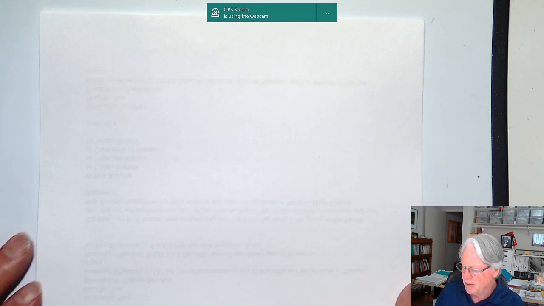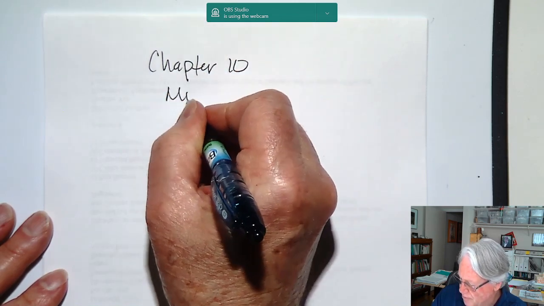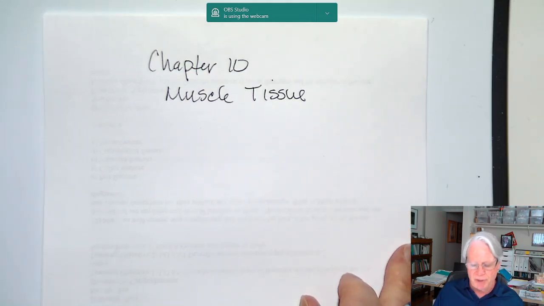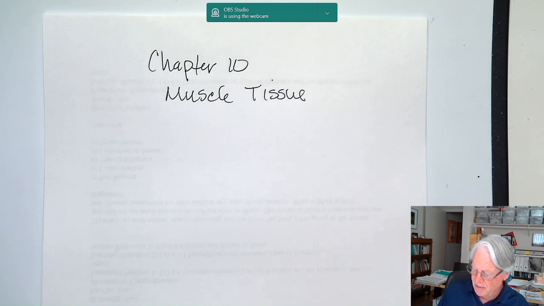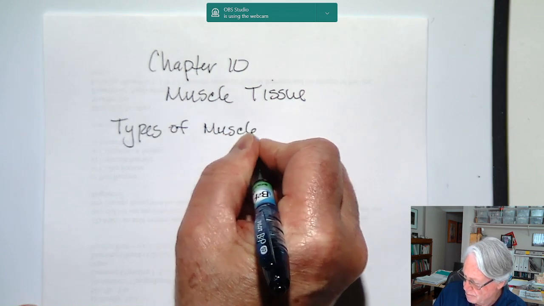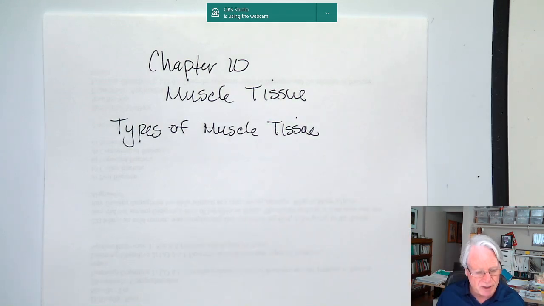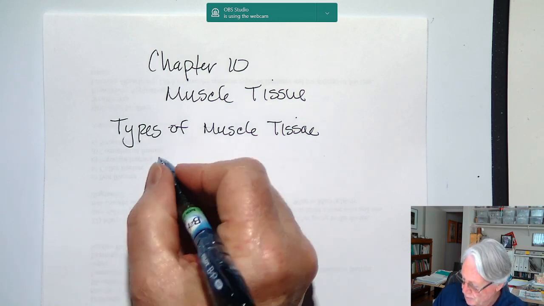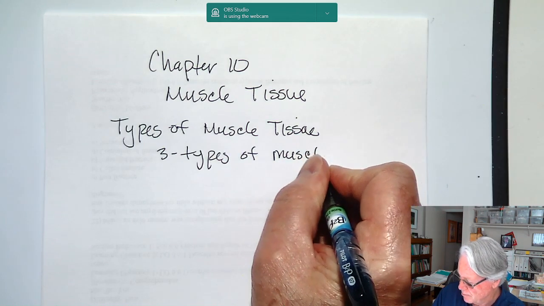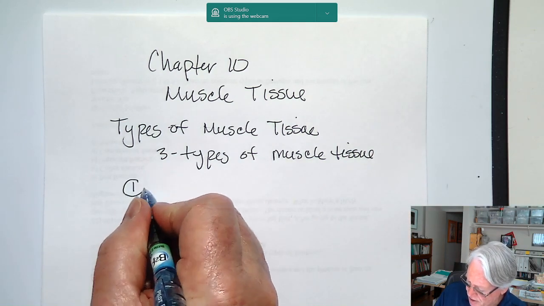So let's talk about, this will be Chapter 10, and this is all about muscle tissue. And we're going to cover the different types of muscle tissue first. So, types of muscle tissue. And as you know by now, I hope, you have 3 different types. So, 3 types of muscle tissue. And the first one we'll talk about is skeletal muscle tissue.